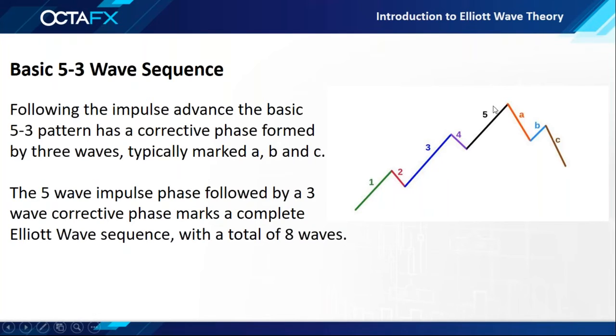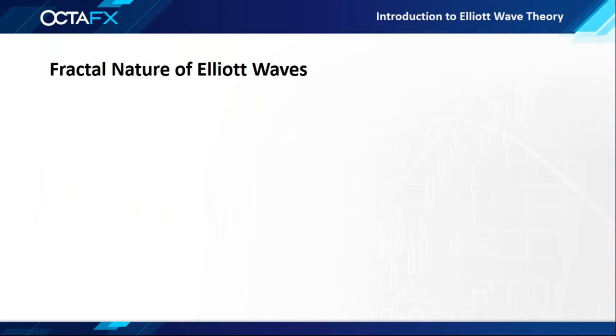So we have the impulse phase here, 1, 2, 3, 4, 5, these 5 waves, and the corrective phase here marked by A, B, and C. This has got 5 parts and this has got 3 parts, so this is what makes up the basic 5-3 wave sequence. And this is what lies at the core of Elliott Wave Theory.